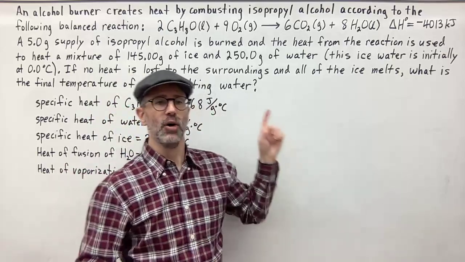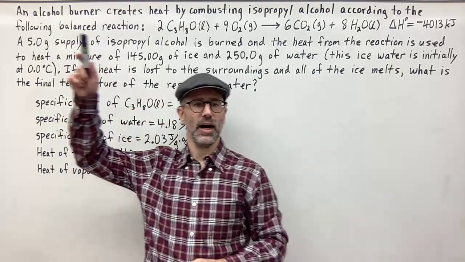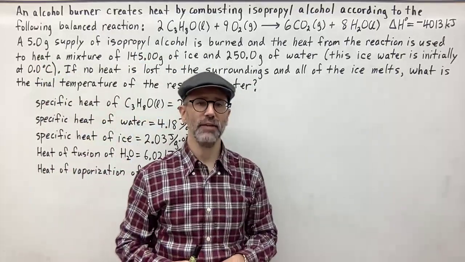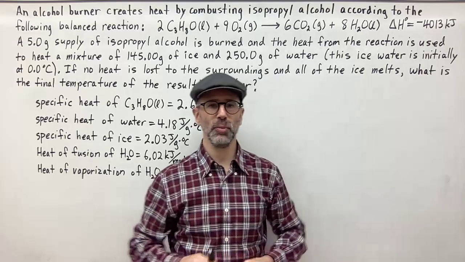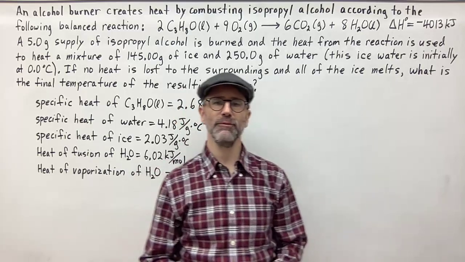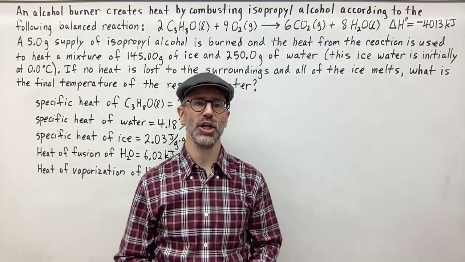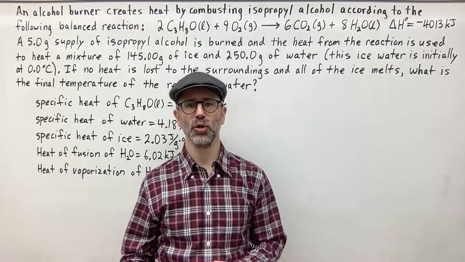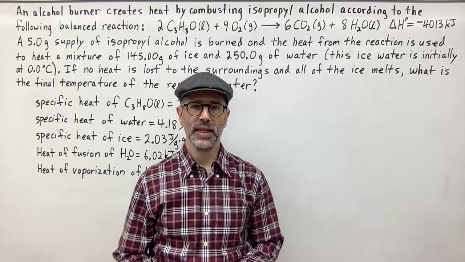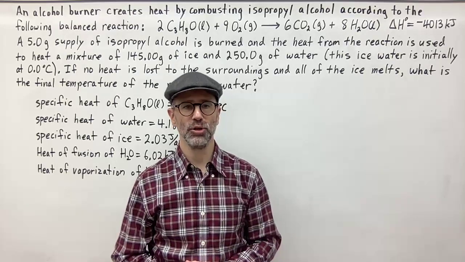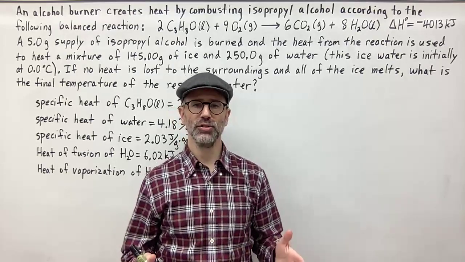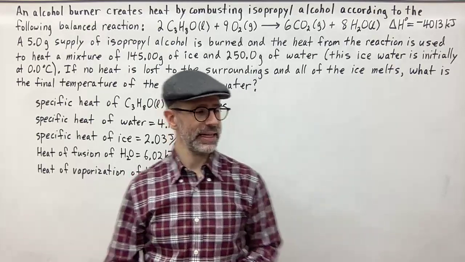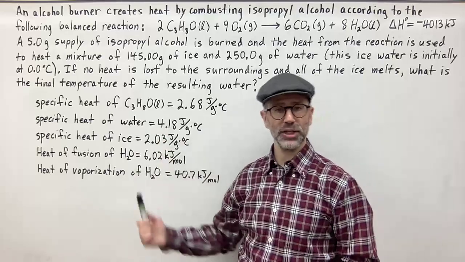Okay, so here it tells us that a 5.0 gram supply of isopropyl alcohol is burned, and the heat from the reaction is used to heat a mixture of 145.00 grams of ice and 250.0 grams of water. This ice water is initially at 0.0 degrees Celsius. If no heat is lost to the surroundings and all of the ice melts, what is the final temperature of the resulting water? And then they give us some information here.